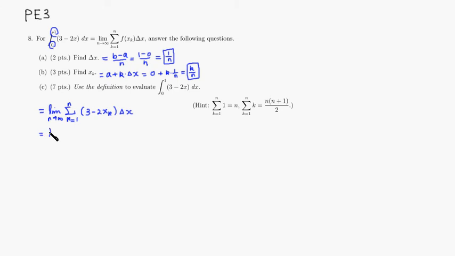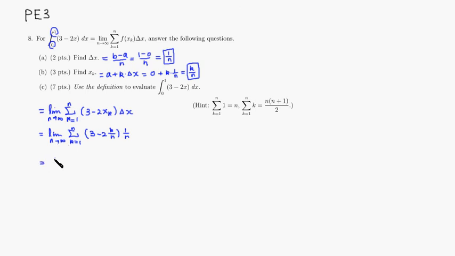You have a limit as n approaches infinity, summation k goes from 1 to n. 3 is 3, minus 2 times x_k, which is k over n. Then delta x is just 1 over n. Then we can simplify a bit.